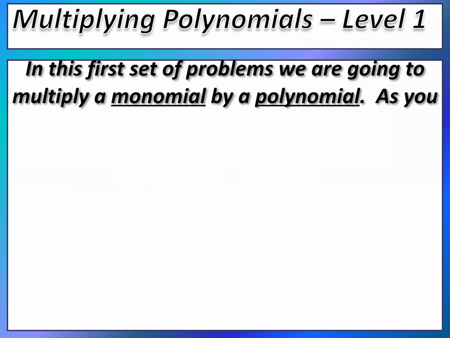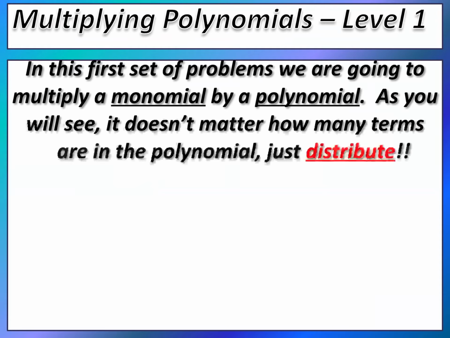So in the first type of problems, we're going to multiply a monomial, which we know is one term, to a polynomial. Okay, so all we're going to have to do here is distribute and just make sure that we add the exponents for each like term, and we're going to multiply any coefficients that might come up.